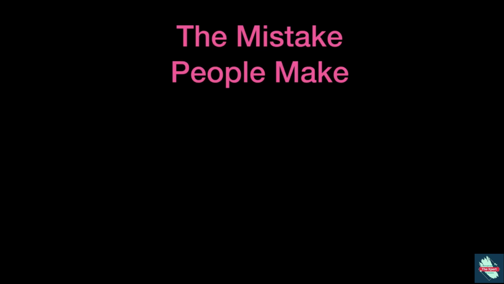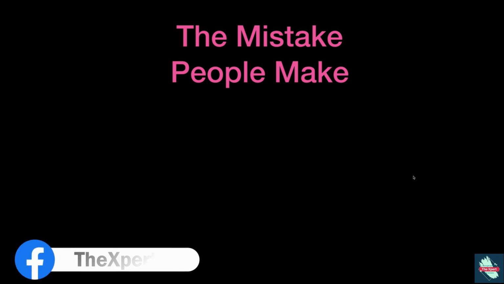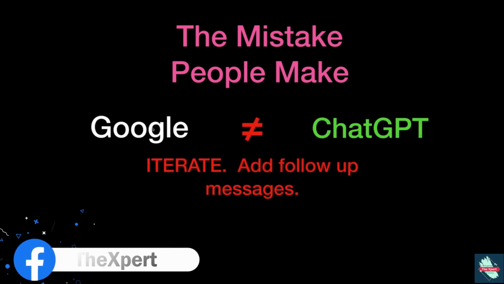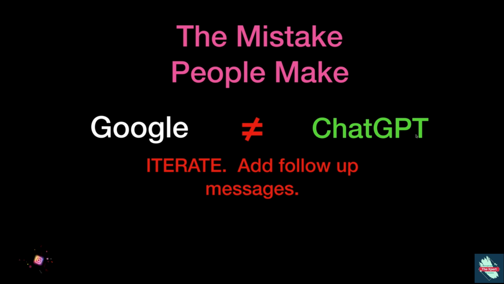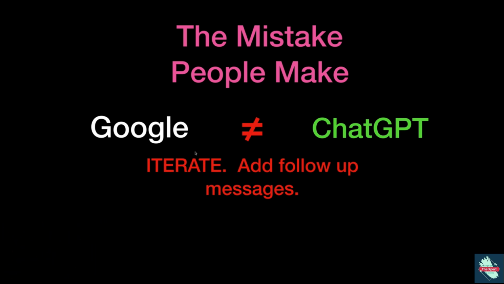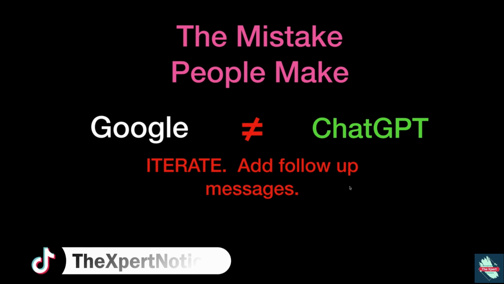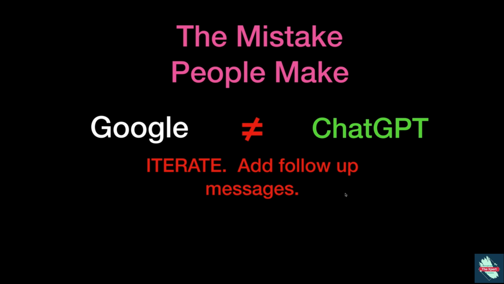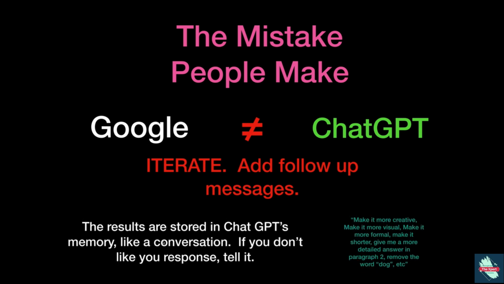So just again, to reiterate, the main mistake that people make often is kind of comparing and saying that these are the same. Google and Chat are the same. It's a search engine. It's not. It's about iteration, adding follow-up messages, and having those different types of searches, not just search, but creative versus just search result, for example. So results are stored in ChatGPT's memory. You can actually have a conversation with it as well.